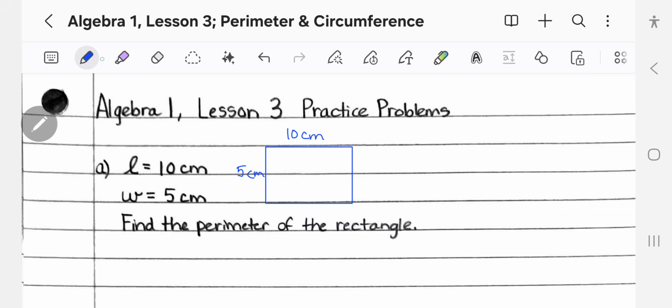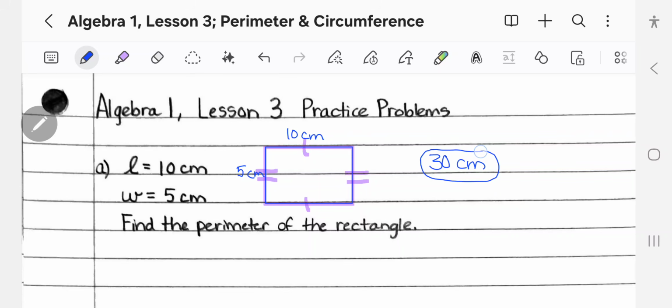And then we want the perimeter, so we want to go the entire distance around. So if we start here, we're going to go 5, this will be 10, and then 5 more, and then 10 more. Okay, so you can add it up like this. Here's a 10 and a 10, so that's 20. And then here's a 5 and a 5, so that's another 10. So it's going to be 30. So this is going to equal 30 centimeters.